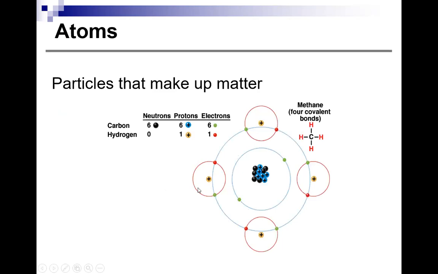Atoms are that basic subunit of the chemical matter. When we look at that, we're going to see that an atom is made up of subatomic particles. It's made up of protons, neutrons, and electrons. When we look at this little diagram here, we can see this cluster right here where we have the blue circles with the plus, those are representing the protons.